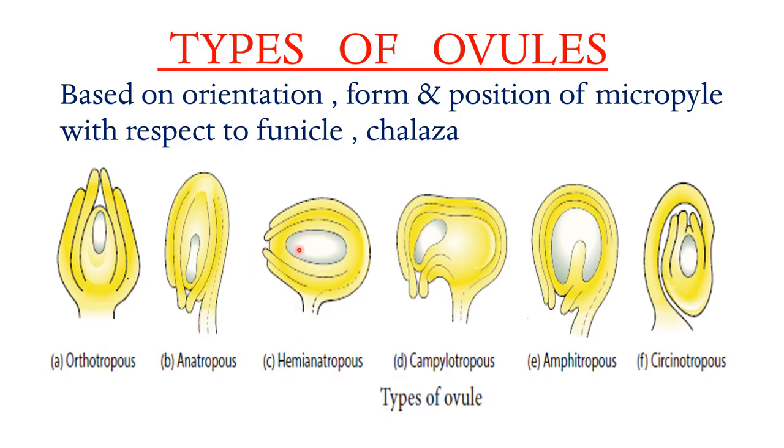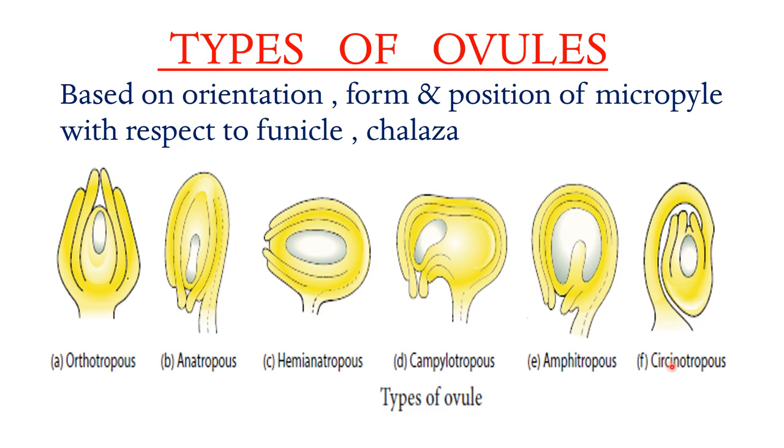Hemianatropous: if the micropyle lies at right angles to the funicle, it will be hemianatropous. This type of ovule is seen in Primulaceae family members. Campylotropous: if the body of the ovule is bean shaped, it is called campylotropous, seen in Leguminaceae plant family members. Amphitropous: if the ovule is horseshoe shaped, it will be called amphitropous, seen in Alismataceae family members.